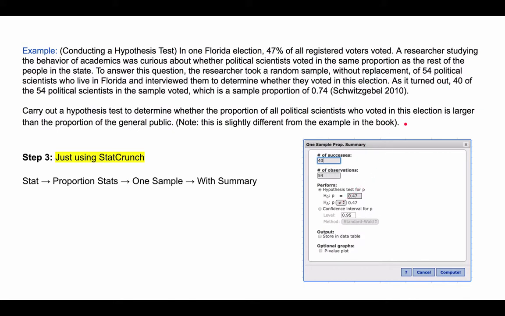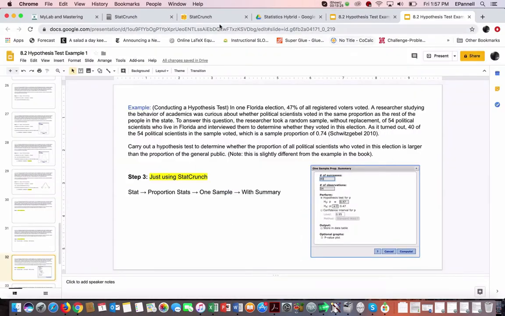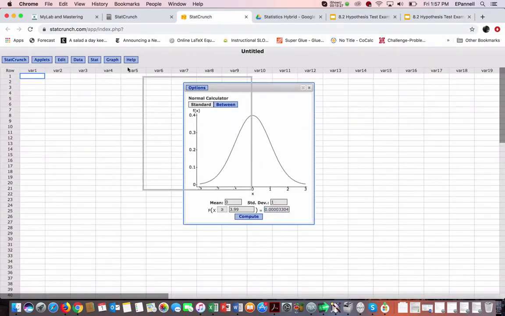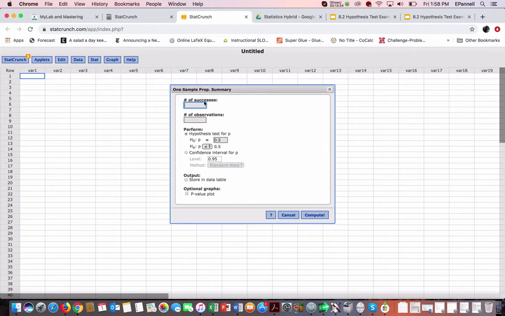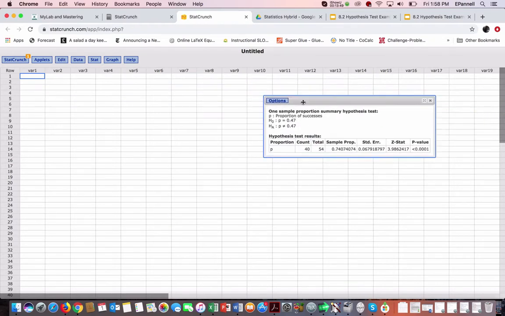Okay, I'm going to show you how to do that. We'll exit full screen and do Stat, Proportion Stats, One Sample with Summary. We observed 54 people total, and 40 of them said they voted. For our hypothesis test, p-naught was 0.47, and this is a not equal to right here. Then we can just push Compute, and out pops a bunch of info.